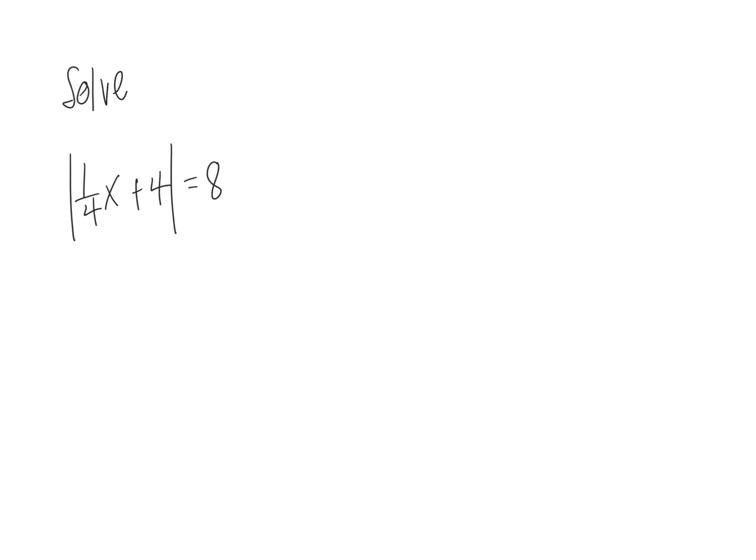To solve this absolute value equation, I'm going to write the inside down twice. And I'm going to set one of them equal to what it was originally equal to, and then the other, I'm going to make that number negative. And that gets rid of the absolute value. Now I just got to solve both of these equations.